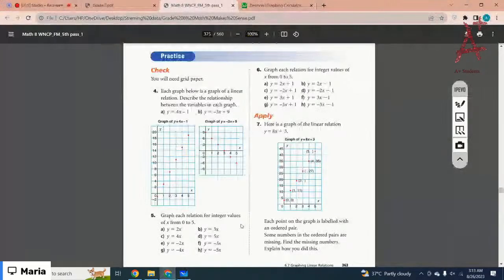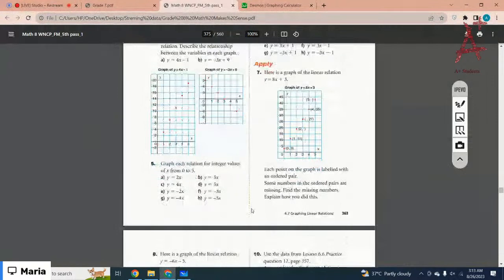Okay, let's just look at question number 7. Here is a graph of the linear relation y equals 8x plus 3. Each point on the graph is labeled with an ordered pair. Some numbers in the ordered pairs are missing. Find the missing numbers. Explain how you did this. Okay, so you are given the equation y equals 8x plus 3, right? You have to look at the graph. On the graph you are given pairs of values. Some of the values are missing. You have to calculate the missing values, right?